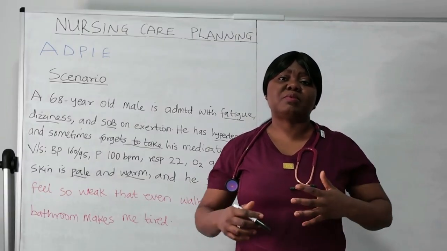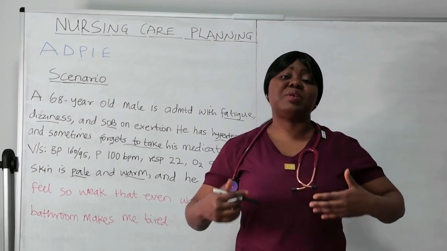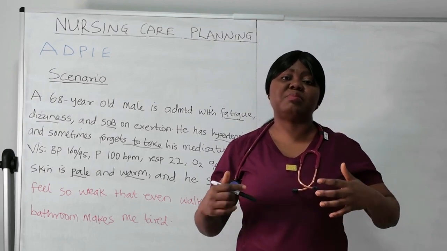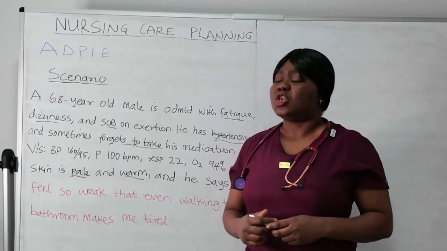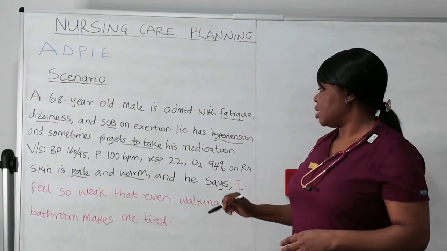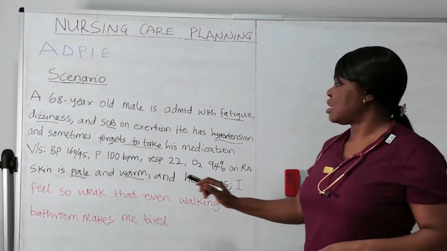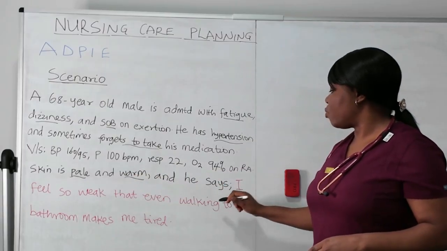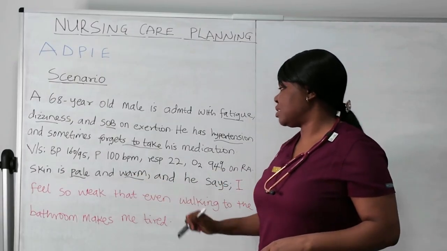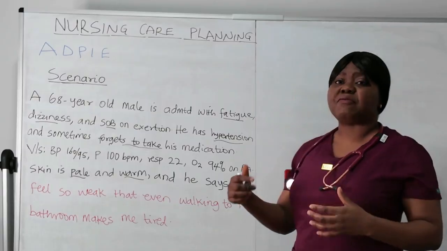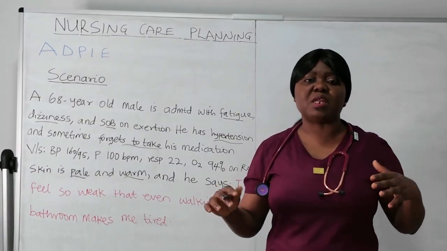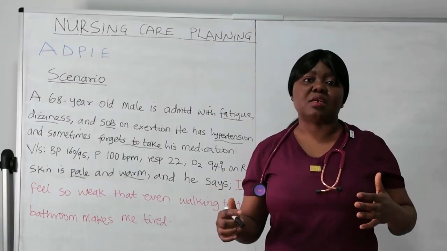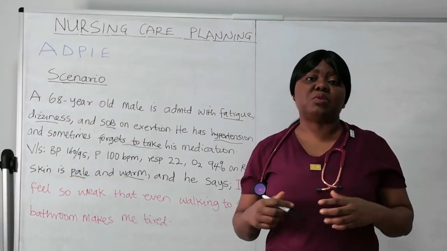So subjective data are data that the patient presents to you. They are data that you collect from the patient themselves, so how they feel. If you look at this scenario here, the patient tells you, "I feel so weak, even walking to the bathroom makes me tired." So when the patient tells you, "I feel so weak," you may look at the patient, you see their gait, you see their movement, it looks as if it's really hard. But you need to confirm this with the patient.